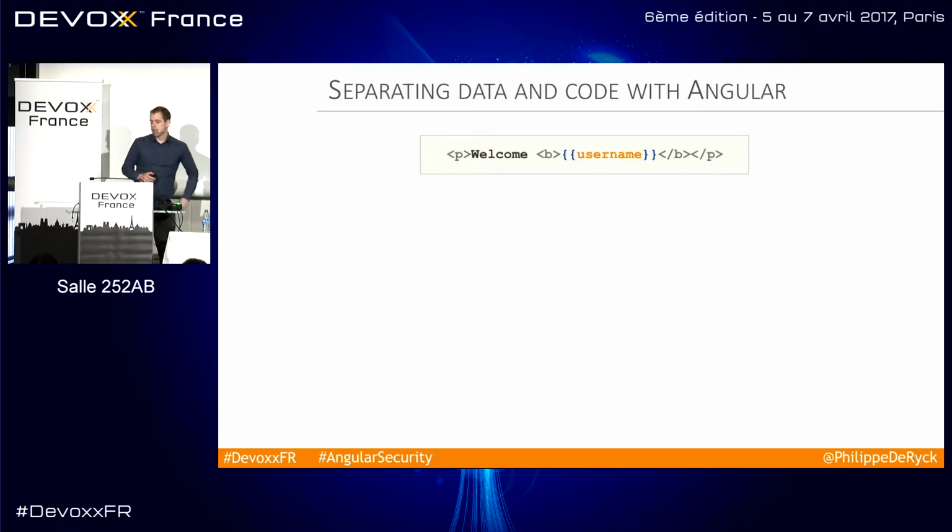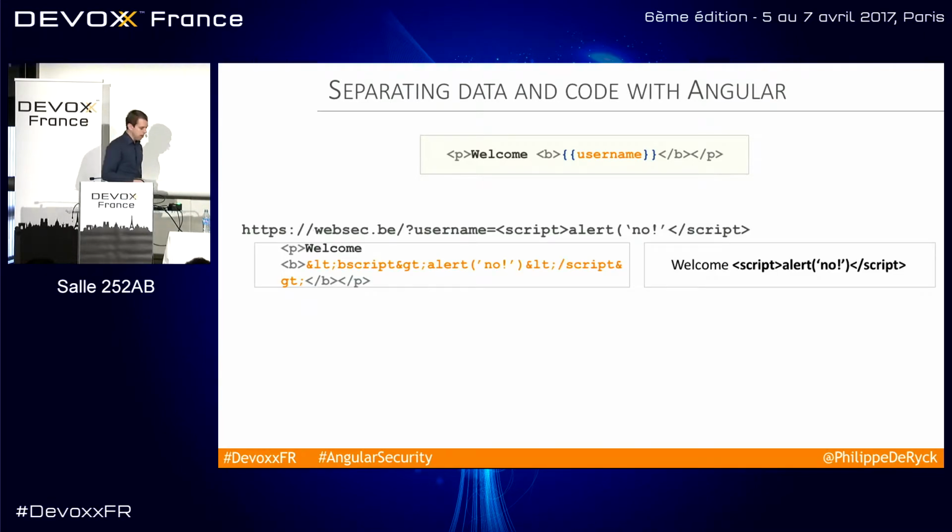Like I said, one of the core concepts of Angular is this data binding. And data binding looks like this. You can have the double curly bracket and then the name of a variable. And that tells Angular, I want to insert the actual value of username here in the page. So let's see what happens. Let's say we have the same example from before. We inject a piece of script saying no. What Angular will actually do here is Angular will see what you're doing, and it will generate this, and the browser will show you this.